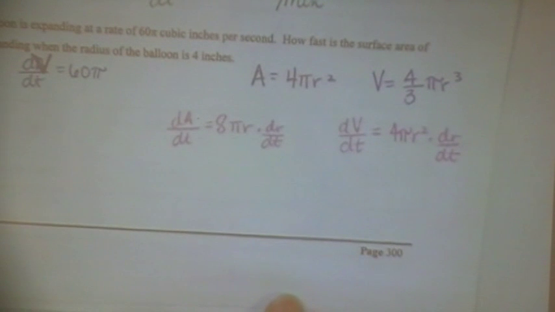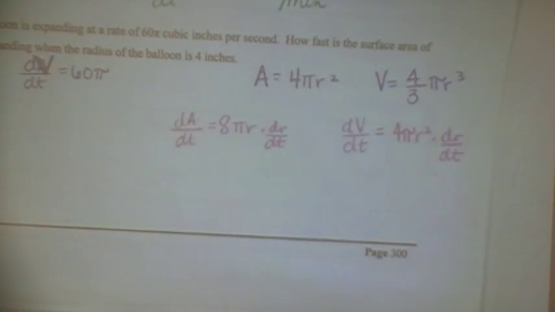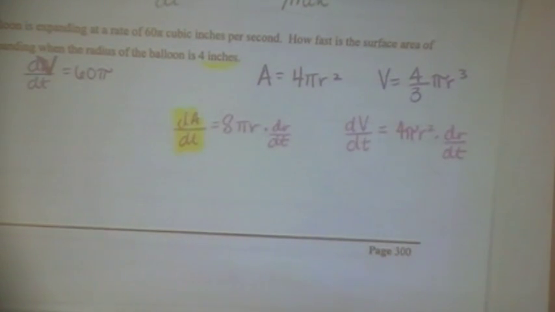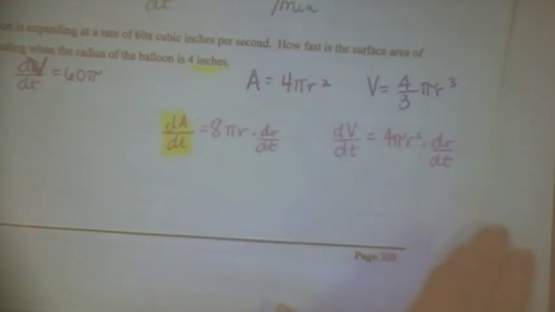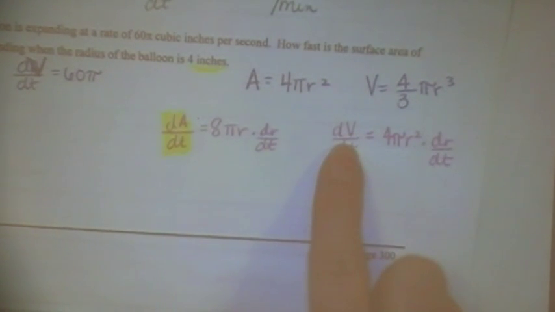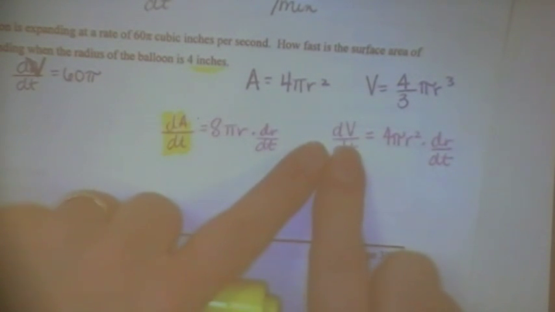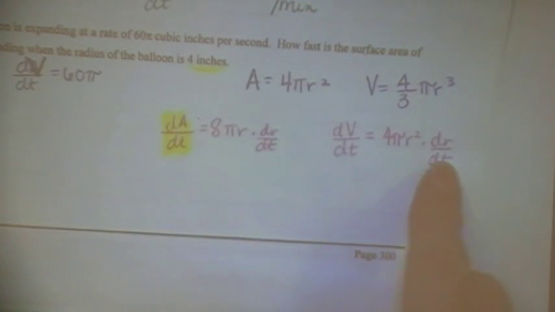Now, since I'm looking for dA/dt, they gave me the radius of 4. What I don't have, and that I need in order to find dA/dt, is dr/dt. They didn't give it to me in the information. I haven't calculated it, but I do know dV/dt. And I could plug dV/dt in and solve for dr/dt. So that's what I'm going to do.